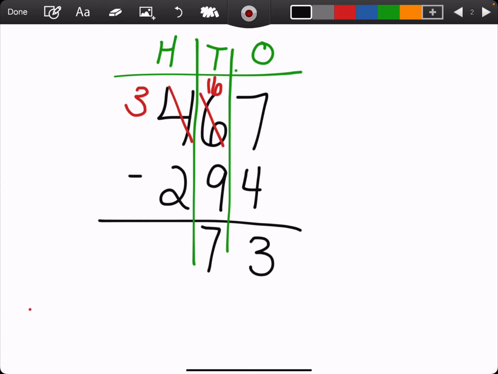And now my hundreds place, I have 3 hundreds because that's what I have after I grouped. So 3 hundreds minus 2 hundreds is 100. So we got 173. That is the answer for this problem.